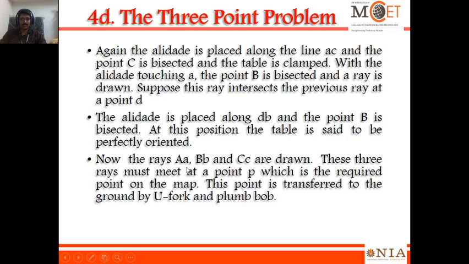Now the rays Aa, Bb and Cc are drawn. These rays must meet at the point P, which is the required station. Most probably we get the exact position in the first attempt itself. This is most accurate. If not, we have to repeat the procedure again. Right, this is the Bessel's method or the graphical method.